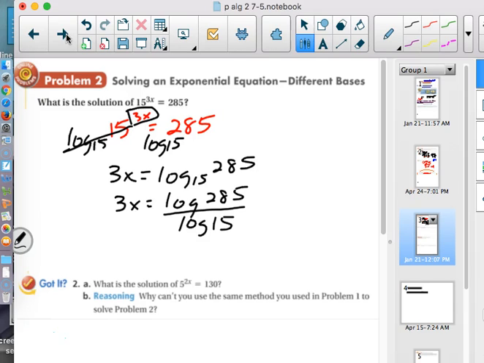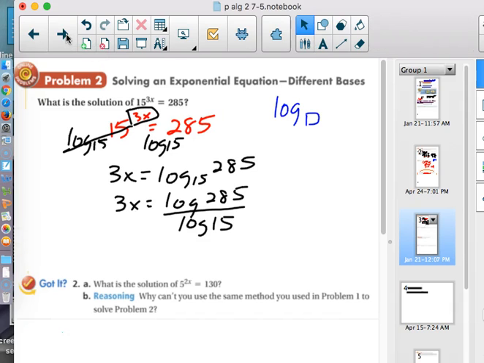Change base formula. Change base formula. Some of you are lucky enough, if you've got the TI-Nspire or some of the new color calculators, when you hit LOG, you get this little blinking square down there that allows you to change the base and do it that way. But know that you have to know the change of base formula. It's just one of those things that you're going to use in math.